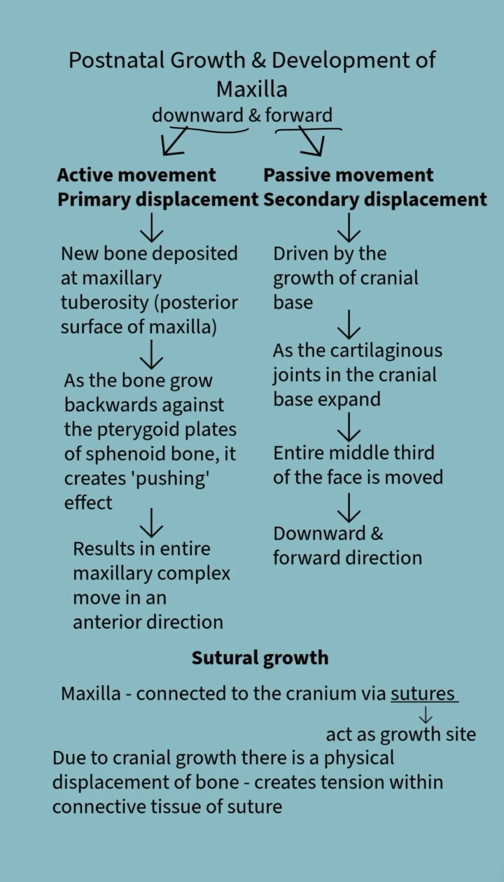In primary displacement, new bone is deposited at maxillary tuberosity. As the bone grows backward against the pterygoid plates of sphenoid bone, it creates a pushing effect, resulting in the entire maxillary complex moving in an anterior direction.